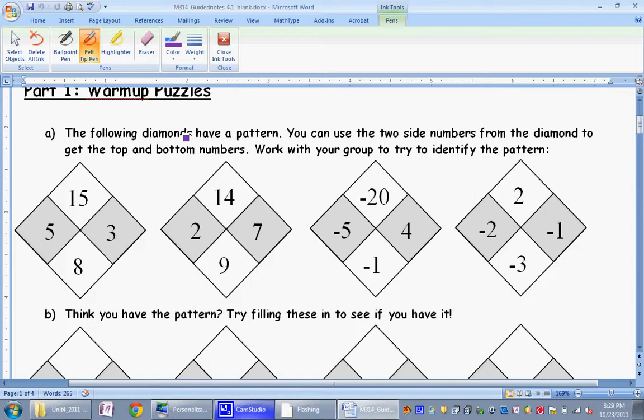The first thing that I'd like you guys to do is take a look at your guided notes, and in part 1, part A, you're going to see it says the following diamonds have a pattern. You can use the two side numbers from the diamonds to get the top and bottom numbers. Work with your group to try to identify the pattern. I'd like you to take a look at these 4 little diamond puzzles and see if you can figure out what the pattern is. And while you're trying to figure that out, the substitute teacher is going to pause the video, and when everybody's ready, we'll start up again. So if you'd like to pause it now.